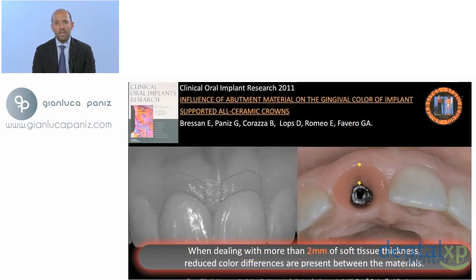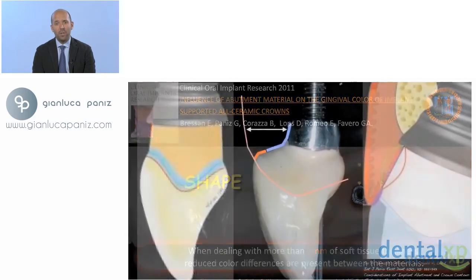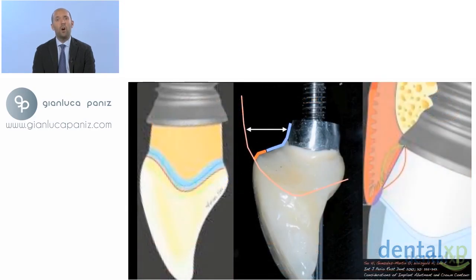But what I was saying is that more important than the material is the shape of our restoration. And what I really want to stress today is the importance of having an under-contoured emergence profile on the facial aspect of the implant.